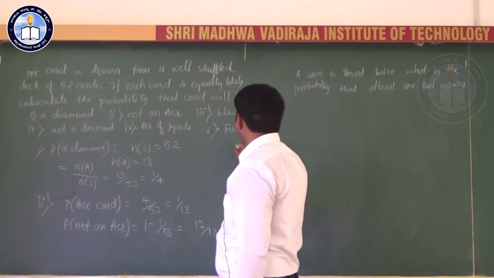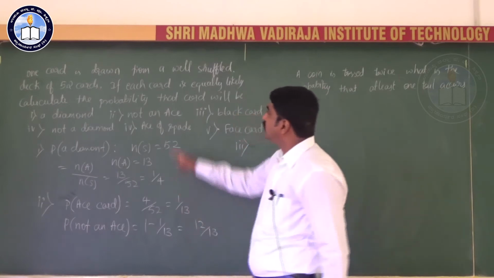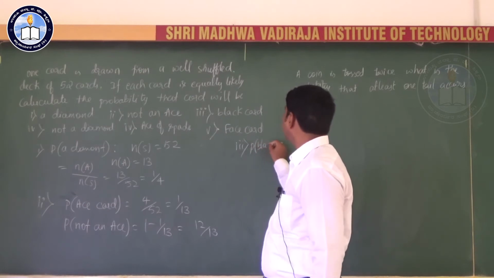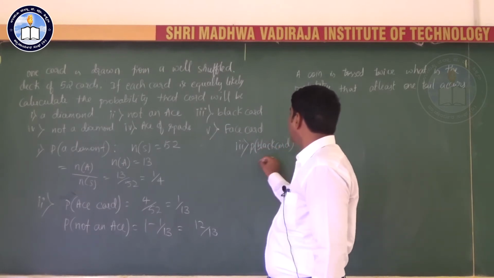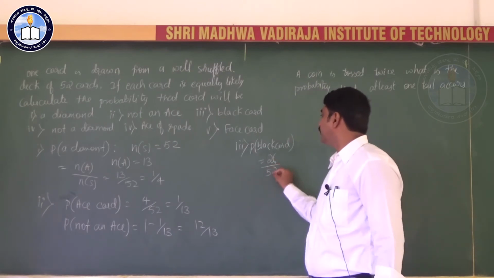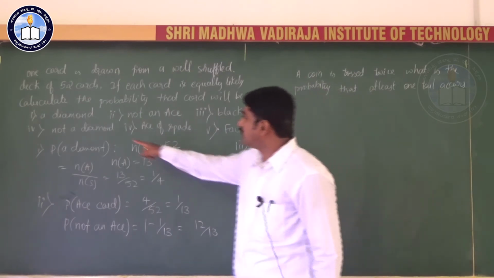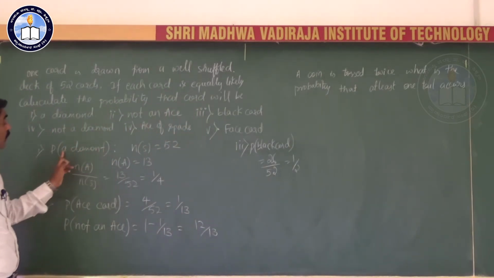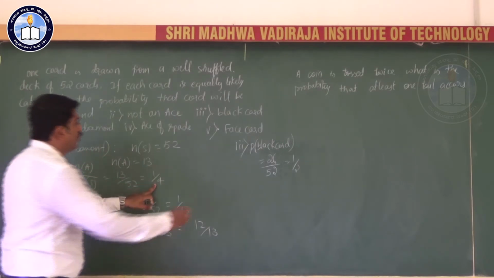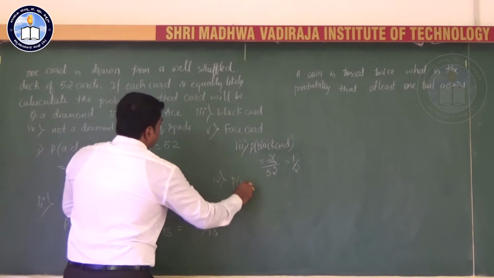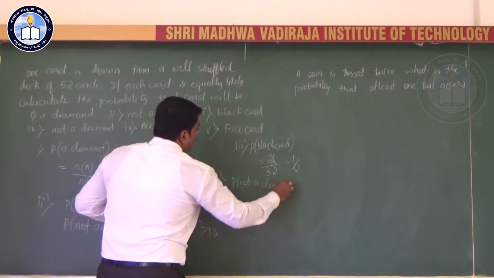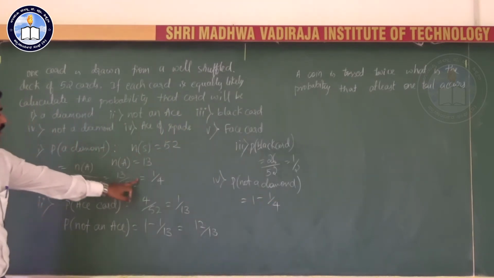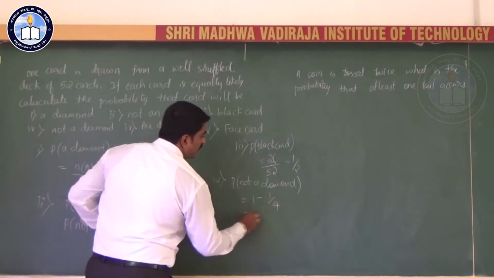Then third one. So third one is probability of getting a black card. Easily we can say probability of getting a black card is, there are 26 black cards out of 52, therefore it is 1 by 2. Next, not a diamond. That is nothing but 1 minus probability of getting a diamond. That is fourth one, probability of getting not a diamond is equal to 1 minus 1 by 4. So I already found out the probability of getting a diamond. So 1 minus 1 by 4, this is 3 by 4.